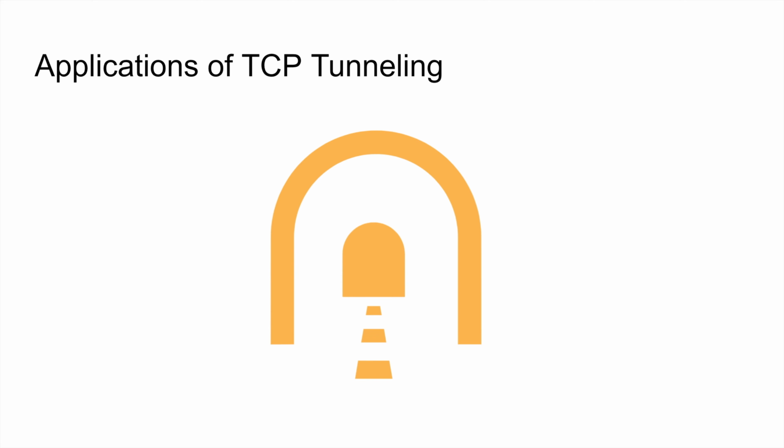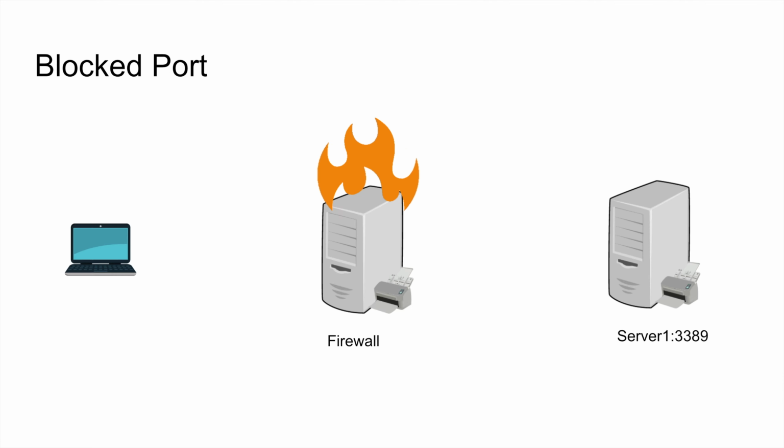So there's a lot of TCP connection going. Keep that in mind. We're going to come to that. Application of TCP tunneling: let's say you have a blocked port. That's one application of where you can use a TCP tunnel. So you have a client, right? You have a server running 3389.